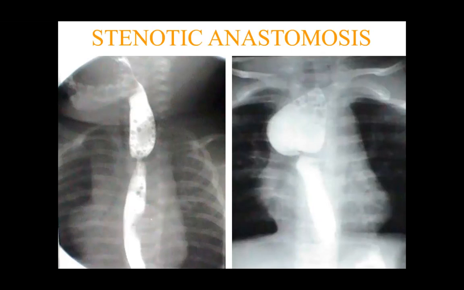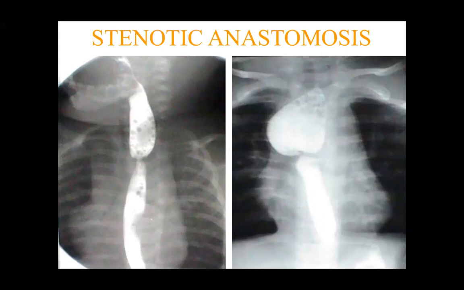And we should especially prevent this stenotic anastomosis. The prevention is done by performing a good surgery, and also by avoiding dissection of the lower pouch. If you dissect the lower pouch too much, you can have a stenotic anastomosis due to compromised vascularization.